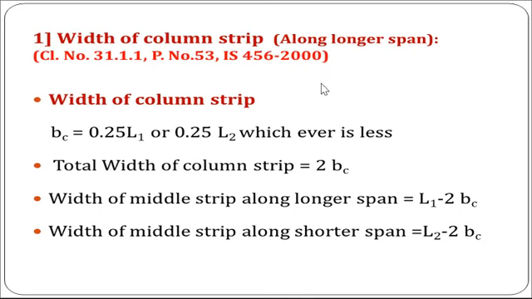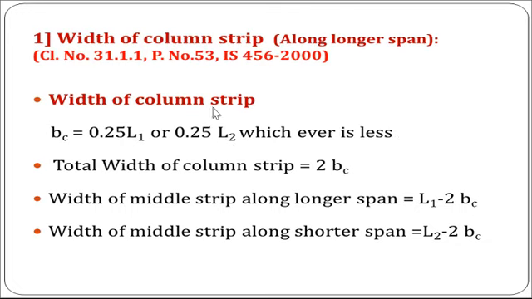As per IS 456:2000 clause number 31.11, page number 53. That means, similar to the RCC flat slab, which we designed up to the bending moment, we are designing the pre-stressed concrete slab. So the width of the column strip is equal to 0.25 L1, that is L1 by 4 or L2 by 4, that is LX and LY, the longer span and shorter span, whichever is less.